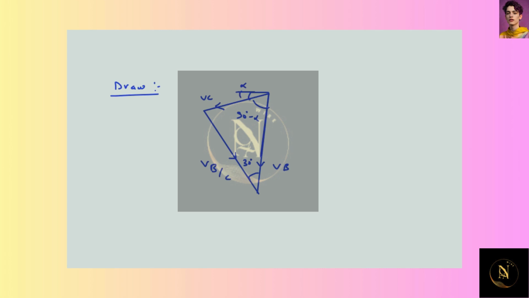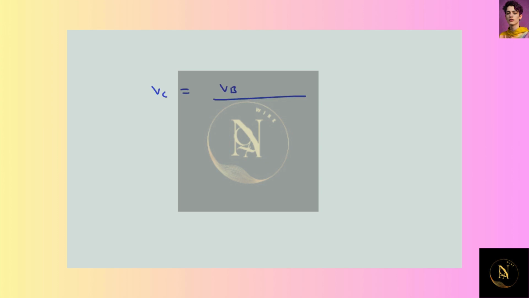Now I can write the expression as VC by sine 30 degree is equal to VB by sine 180 degree minus 90 degree minus alpha plus 30 degree. So on further simplification, you will get the expression for VC as VB by 2 sine 60 degree plus alpha. Let it be equation number 2.